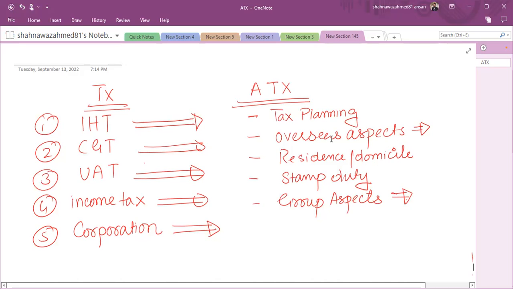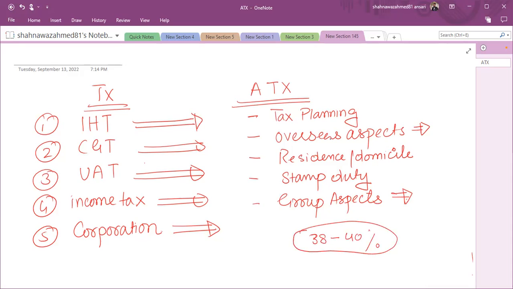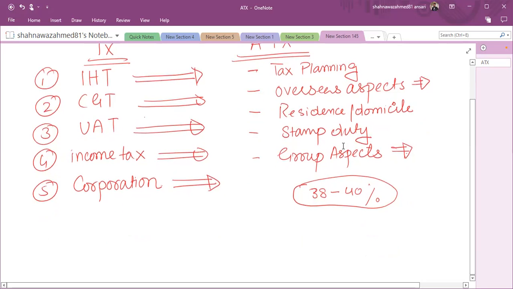The passing ratio for this exam is on average around 38 to 40%, which is not bad compared to other professional papers. The only problem students find difficult is the quantum of information, the depth of the syllabus. And you have to memorize, right?